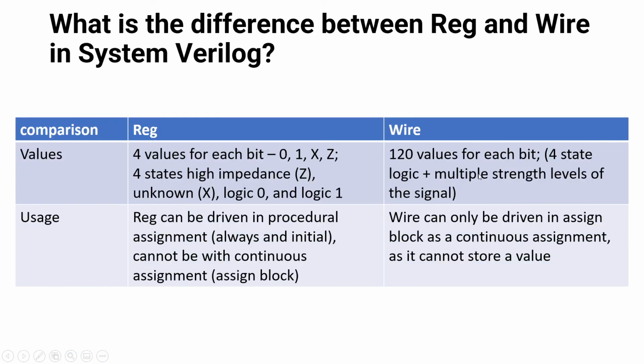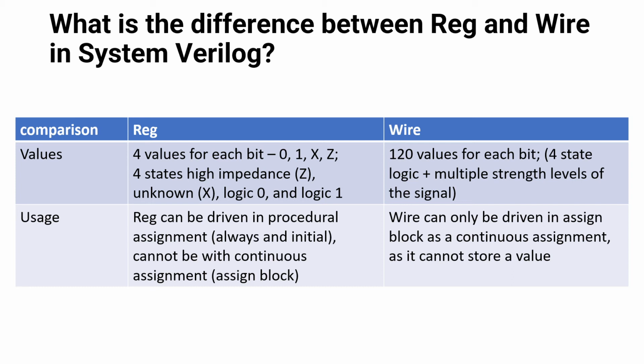Okay, reg and wire. Reg is 4-valued. Each bit has 4 values, 0, 1, x and z, as we saw on the previous slides. Wire has 120 values for each bit. It has 4-state logic like 0, 1, x and high z. On top of that, it has multiple strength levels of the signal. A signal can be defined with multiple different strengths, of the signal swing or voltage, that can be driven with different strength values by using the wire. That's the advantage of wire. So it's mainly used for analog modeling.